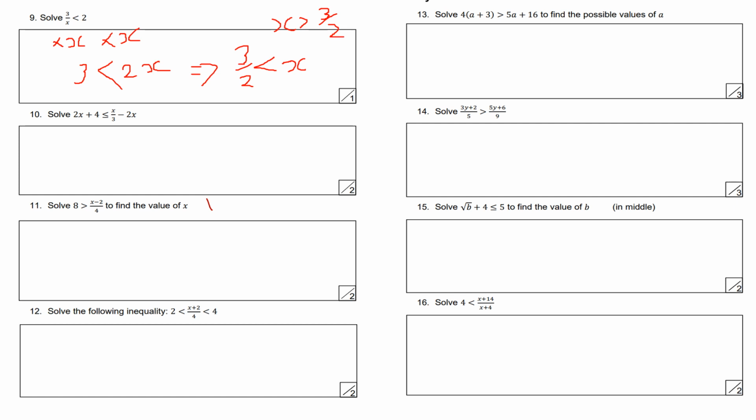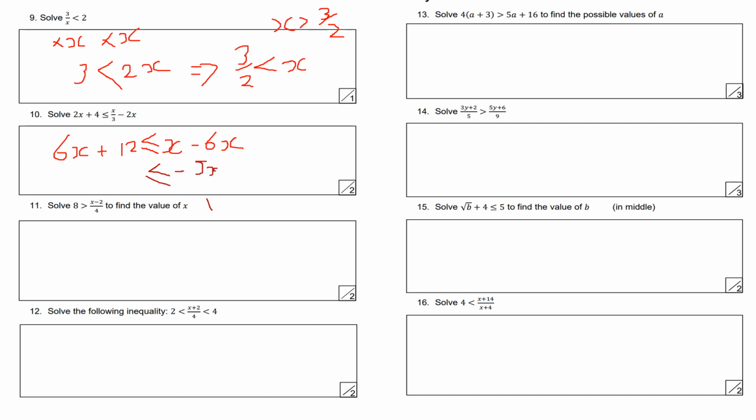Okay, for that one. Question number 10. 2x plus 4 is less than or equal to x over 3 minus 2x. Well, I'm going to multiply everything by 3 first of all. So I'm going to have 6x plus 12 is less than or equal to x subtract 6x. Okay, so being very careful here. I'm then going to simplify the left-hand side here. So I'm going to have minus 5x on this side.